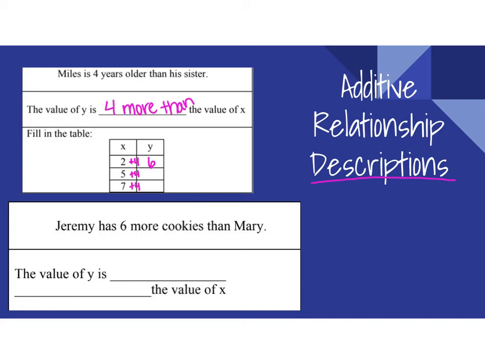And in our table, his age would be 6 when his sister is 2. His age would be 9 when his sister is 5. And his age would be 11 when his sister is 7. Our next description states Jeremy has 6 more cookies than Mary. If he has 6 more than, that means we need to add. So the value of y is 6 more than the value of x.